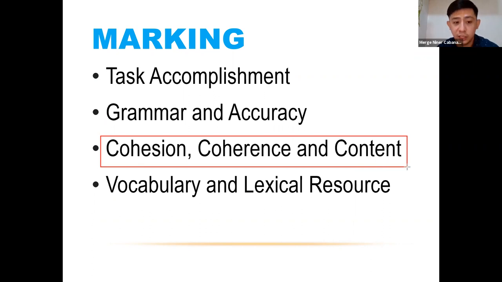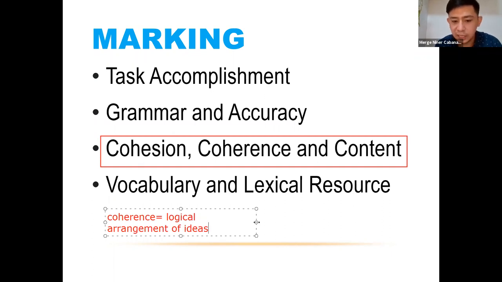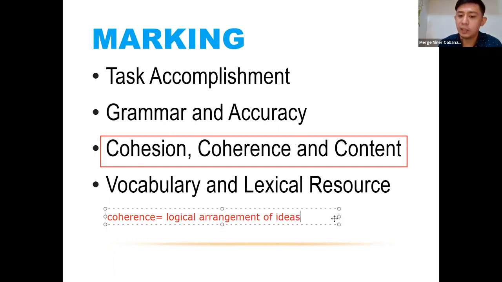So you have your coherence, cohesion, and content. This is the second most important marking, because not many people get this correct. Coherence refers to the logical arrangement of ideas. How did you present your task? Did you put them in their proper order? Basically, coherence refers to the paragraphing.